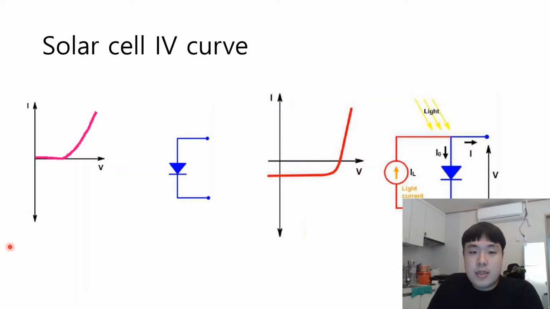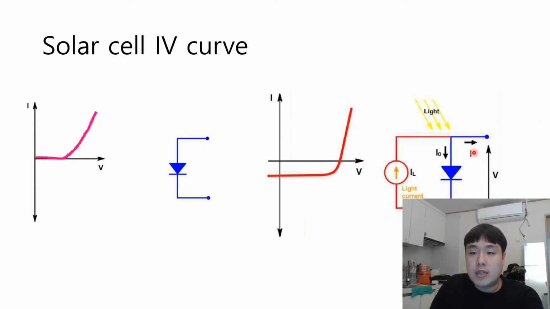And let's see the solar cell IV curve. This case is about the solar cell IV curve when we do not shoot the light, and this is about when we shine the light at the solar cell diode. Let's see the first case. The first case is there is no light on the solar cell, and this IV curve makes a shape like this, and this graph means like the original diode.